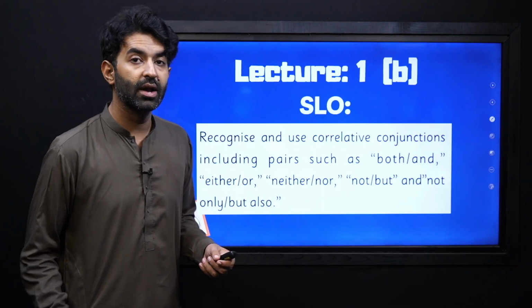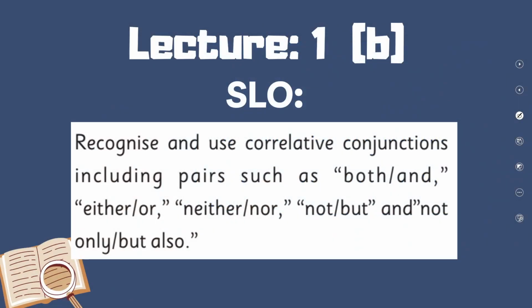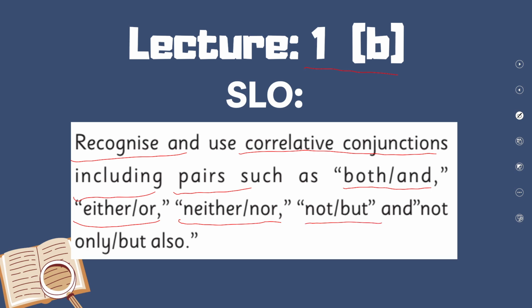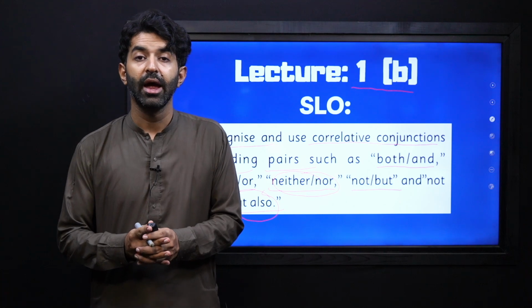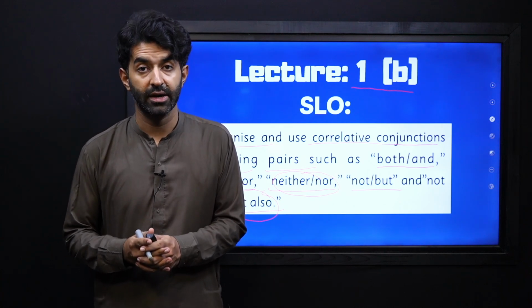Next, we have our lecture number 1B. Here we have the SLO about conjunctions. Recognize and use correlative conjunctions, including pairs such as both, and; either, or; neither, nor; not, but; and not only, but also. So these are pairs of words. You can see these are two words and they are used in the same sentence, but they are correlative. They are related to each other. That's why we call them correlative conjunctions. We are going to learn them and see how they can function in our sentences.